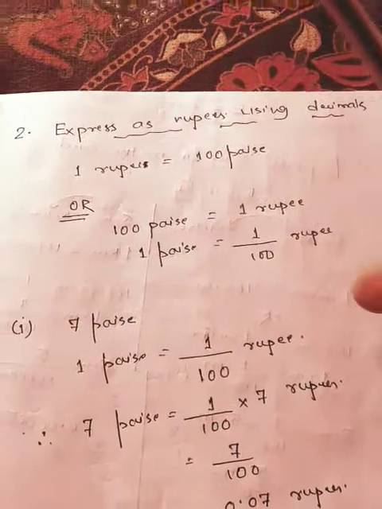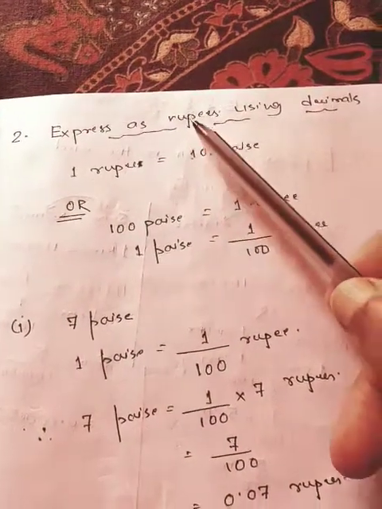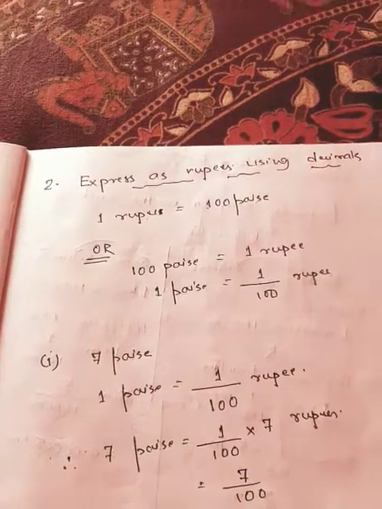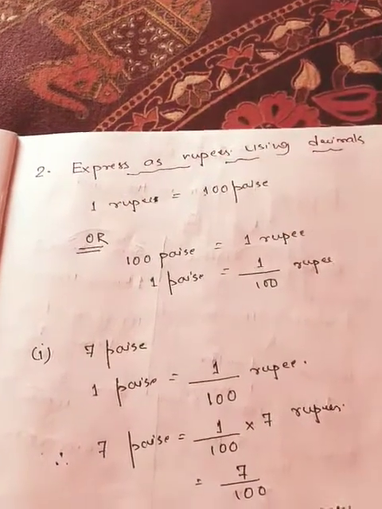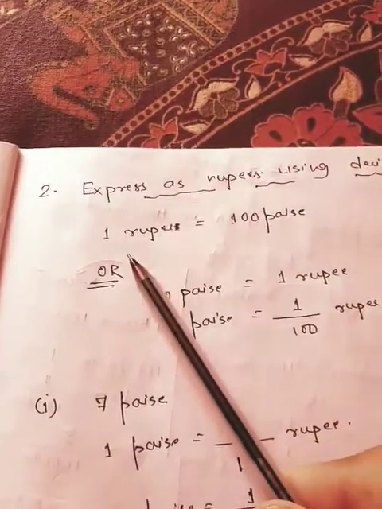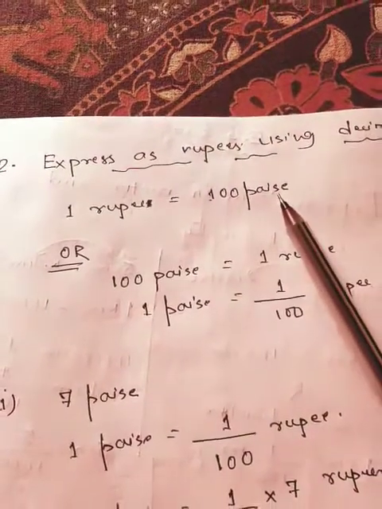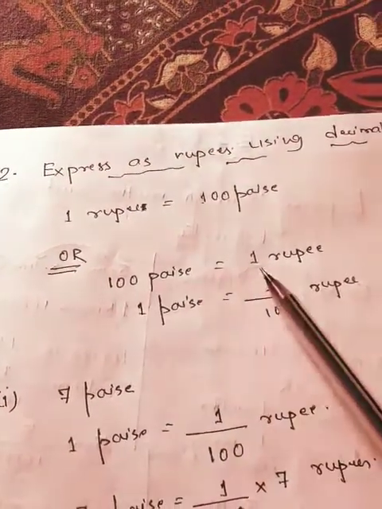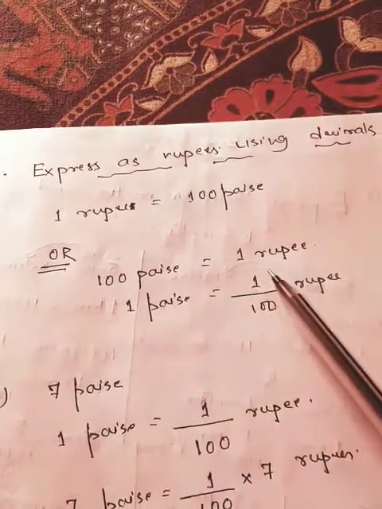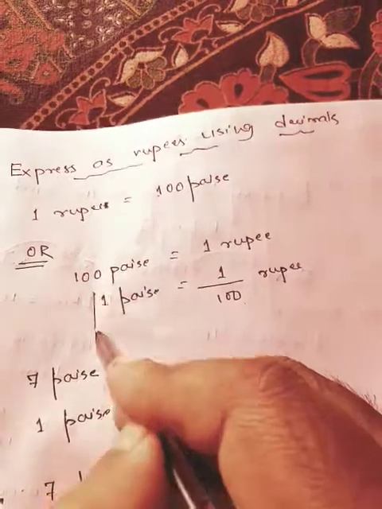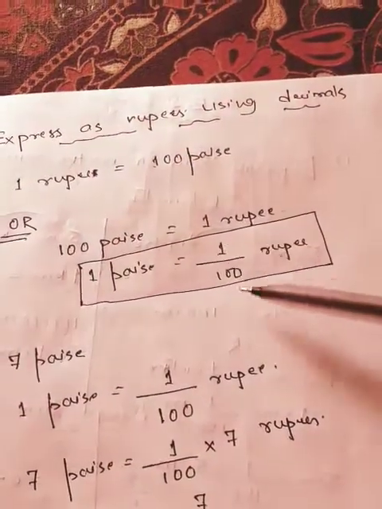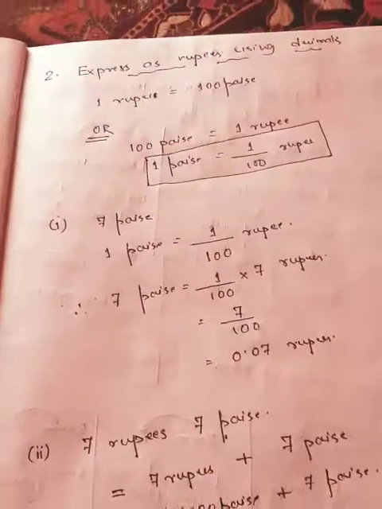Now in question number 2, you have to express as rupees using decimals. That is, the question would be in paisa form and you have to convert it into rupee form. First of all we have to see the relation between rupee and paisa. So we know that 1 rupee is equal to 100 paisa, or we can write 100 paisa equals 1 rupee. So if 100 paisa equals 1 rupee, then 1 paisa would be what? 1 by 100 rupees. This is a very important concept, students. You have to remember this. So 1 paisa is equal to 1 by 100 rupees.